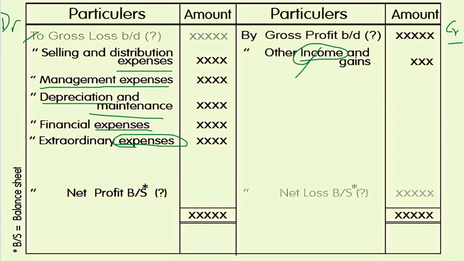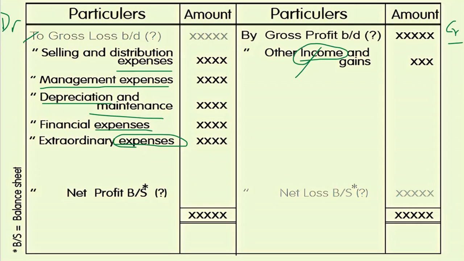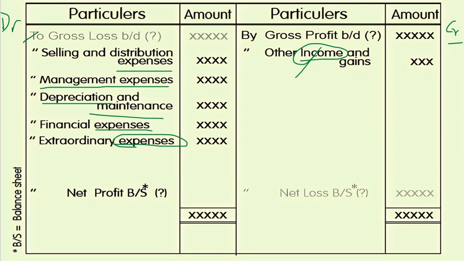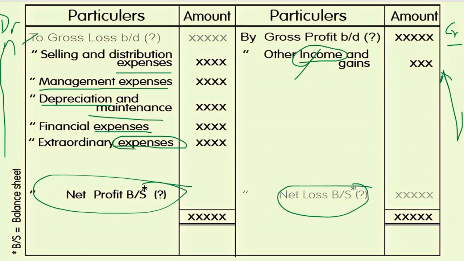So let us see this guys. We already discussed that if the total of the credit side is more, it will be net profit. If the total of the debit side is more, it will be net loss. So here, if the debit side is more, then we will call it a net loss. If the credit side is more, we just call it a net profit. So this is the pro forma guys. It is very simple. You need to remember what things will come under the debit side and what things will come under the credit side.